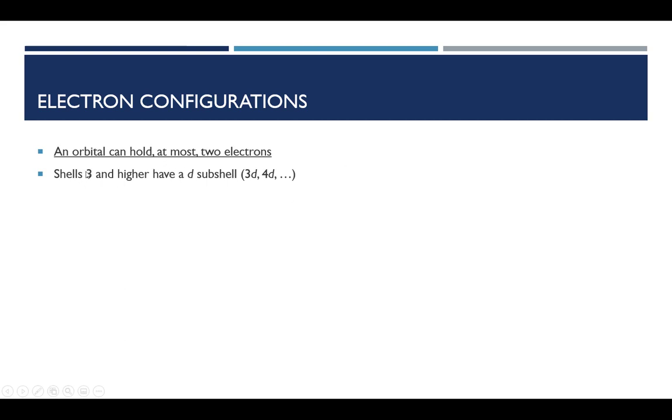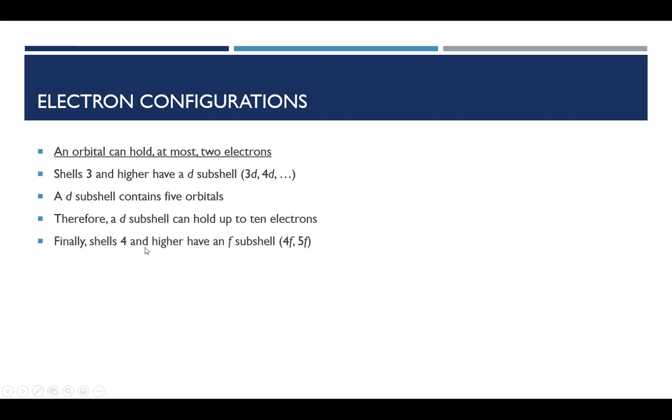Starting with shell 3, we get D subshells, 3D, 4D, etc. D subshells always come in sets of 5 orbitals, and 5 times 2 means it can hold up to 10 electrons. And then finally, starting with shell 4, we get an F subshell. So there's 4F, 5F. And an F subshell contains 7 orbitals. So 7 times 2 would be 14 electrons.